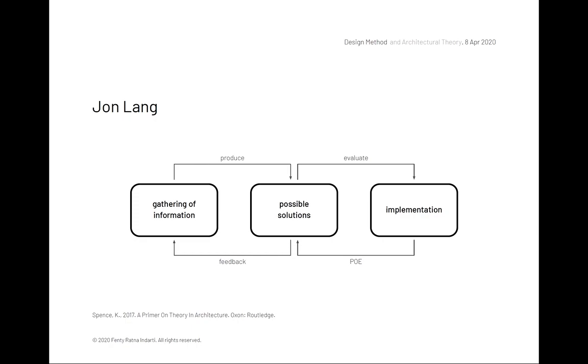John Lang's model consists of three stages during the design process. First stage is gathering information. The information gathered helps produce possible solutions. All the possible solutions then are evaluated to be implemented. The cyclical nature of the model is iterative, where the implementation has a role to give feedback, to revisit the possible solutions, and regather new information through the use of post-occupancy evaluation, or we can call it POE.